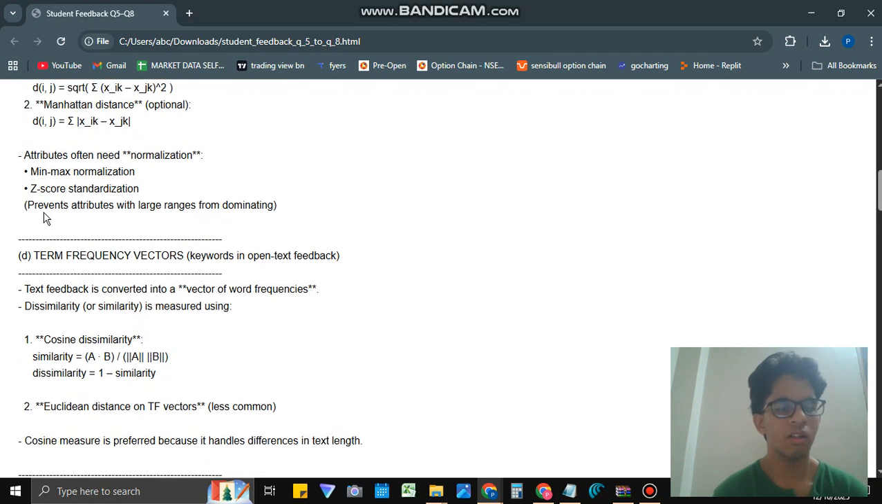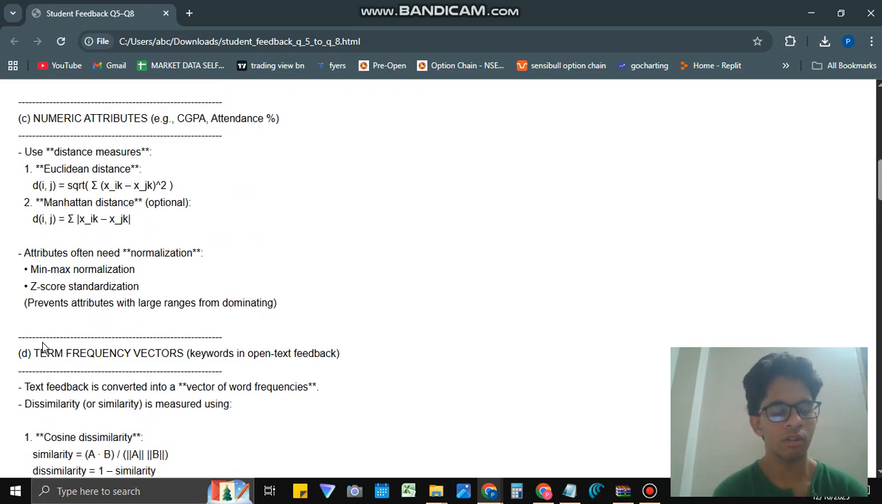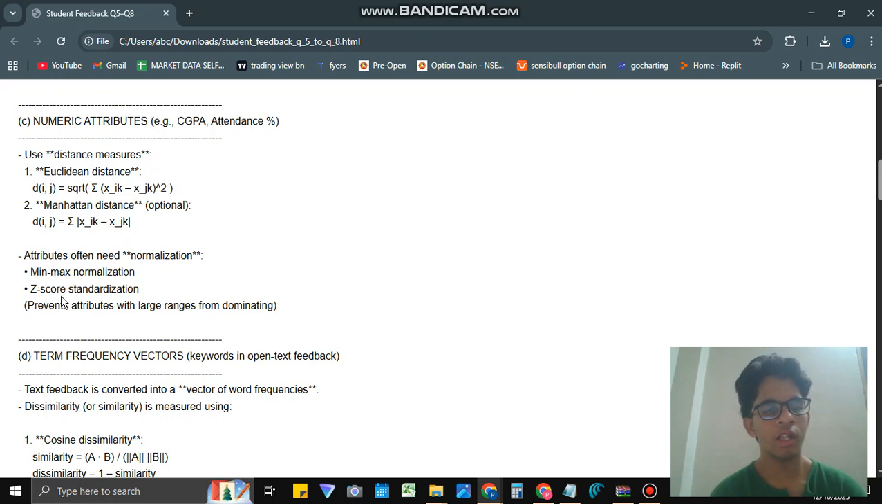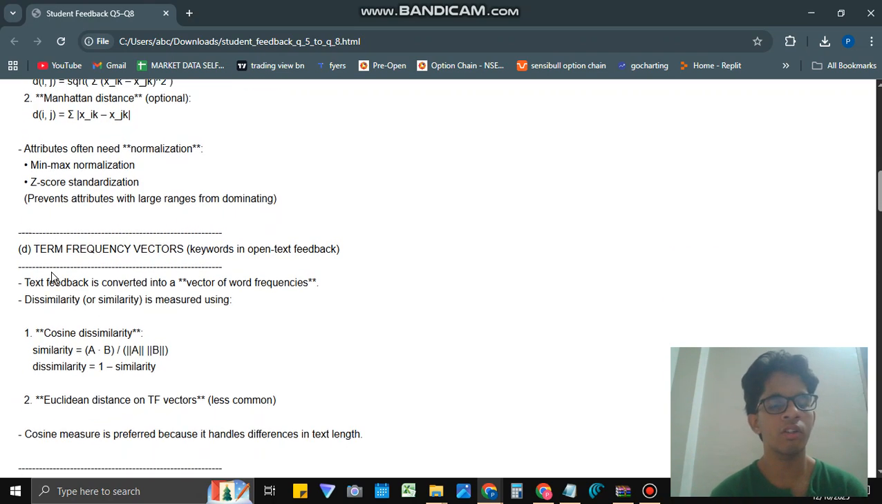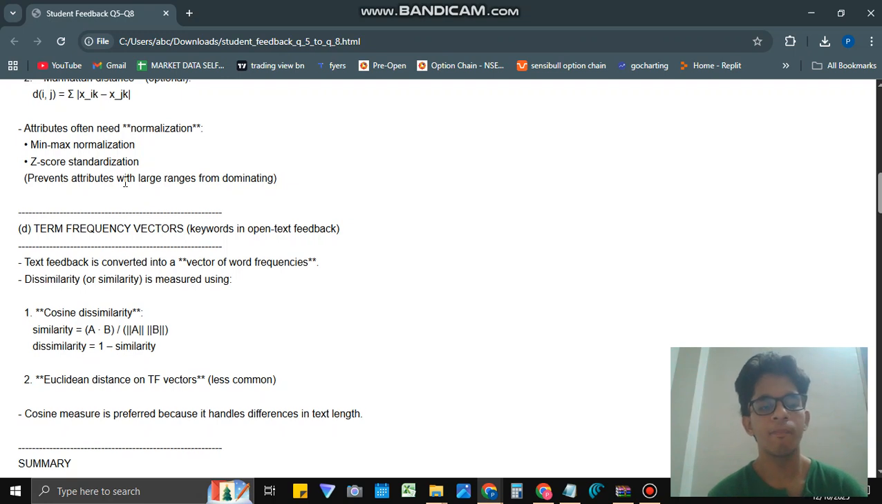before moving on to the next part, I would also like to tell you more about numeric attributes, where we use min-max normalization and z-score normalization. They prevent large ranges from dominating, so any outliers are prevented right here.